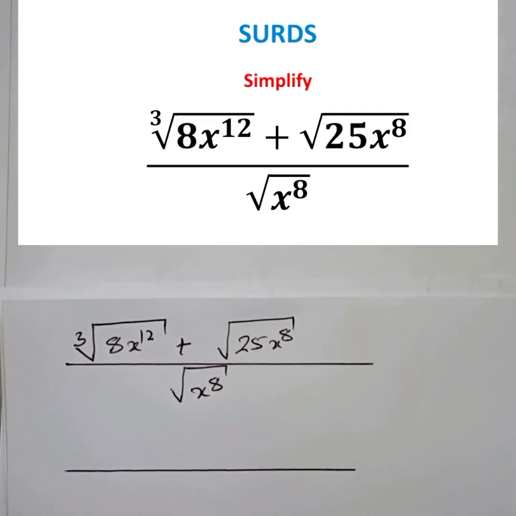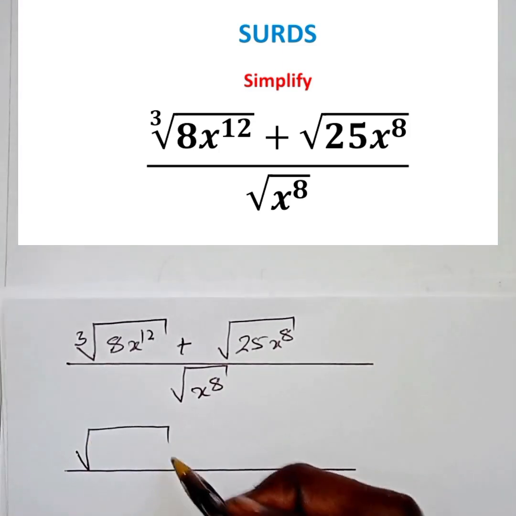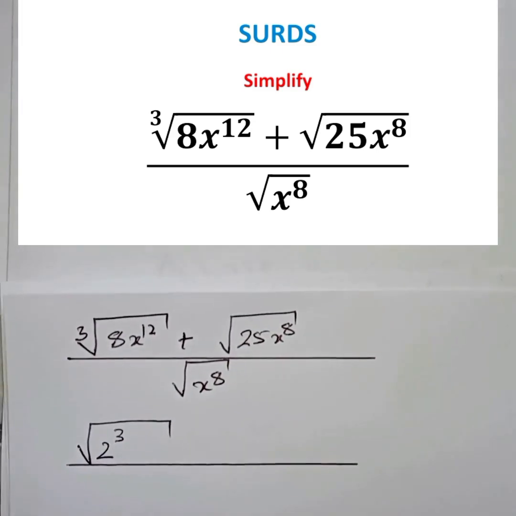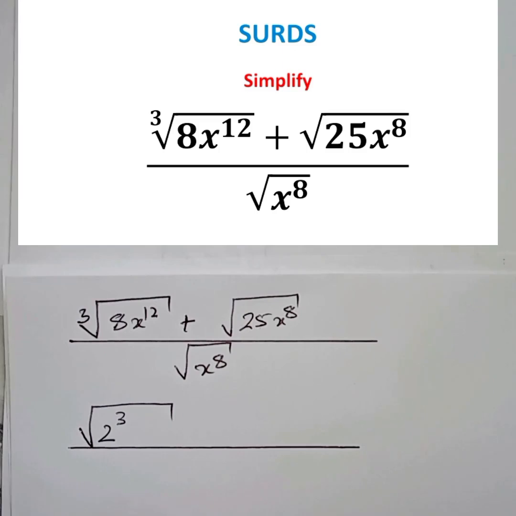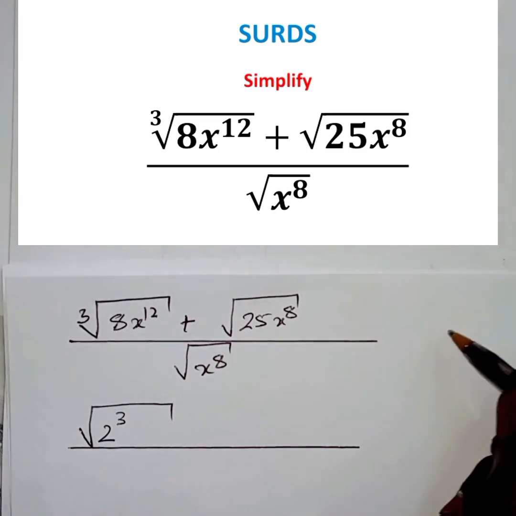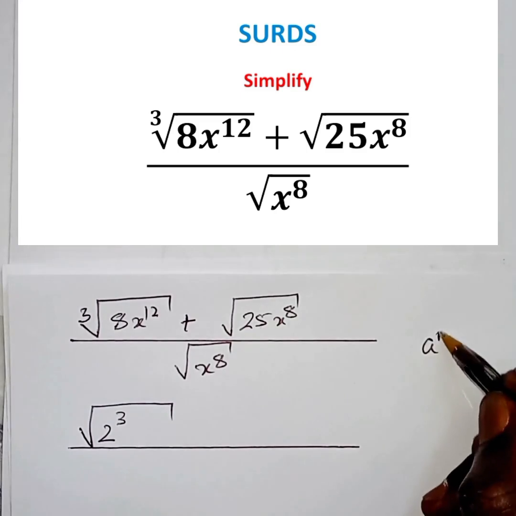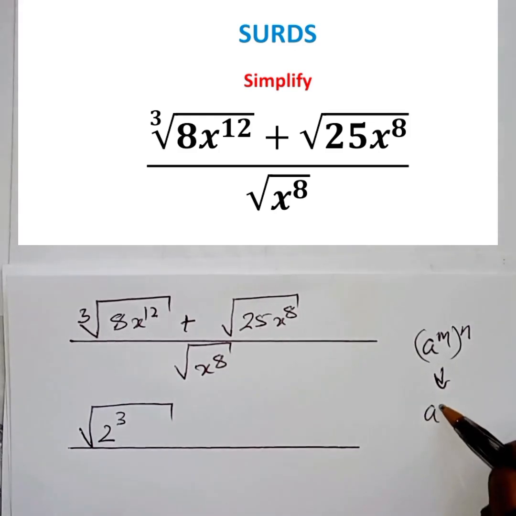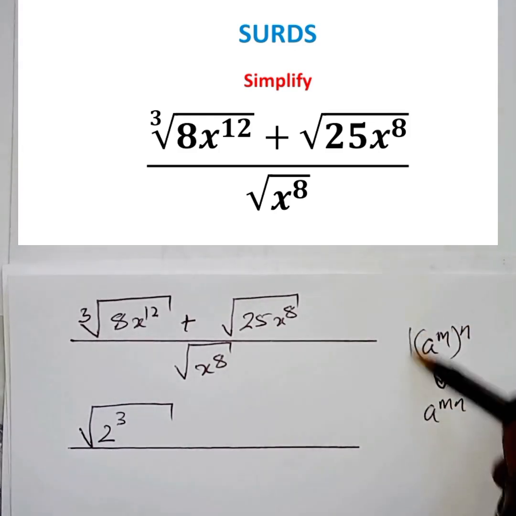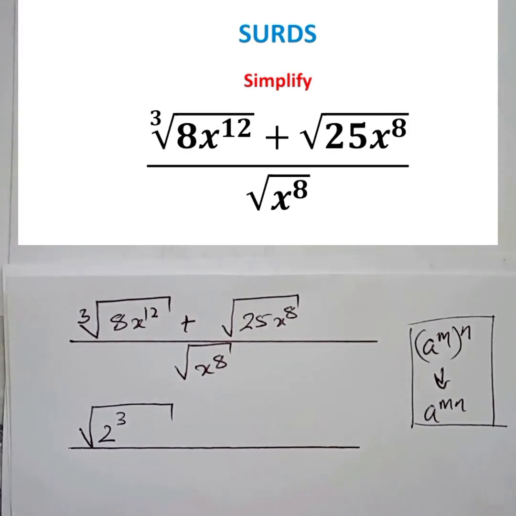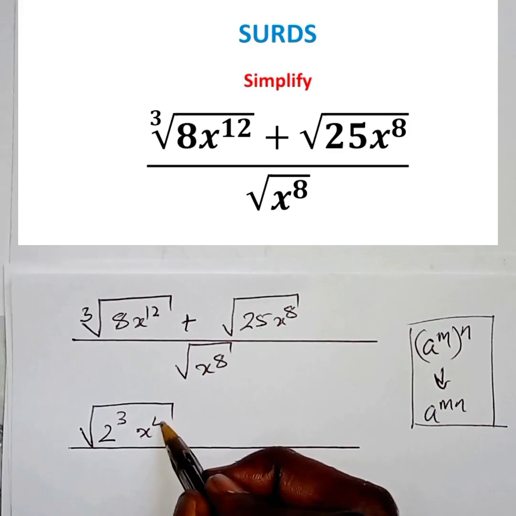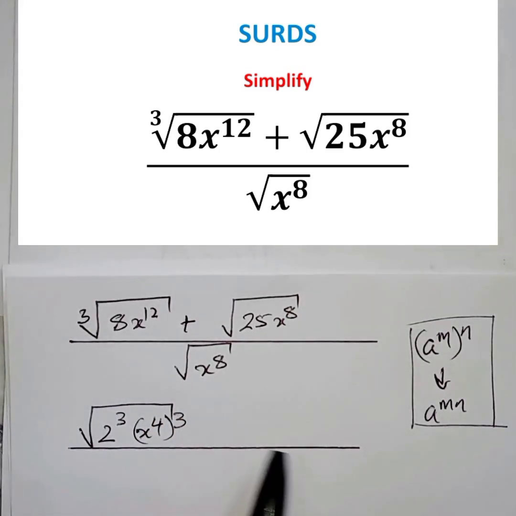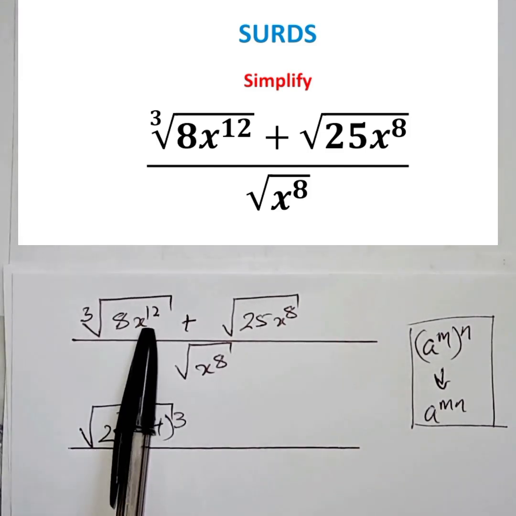Now, let's begin with the cube root. 8 can be broken down into 2 to the power of 3, and x to the power of 12 can be broken down by this law of exponents that says a to the power m to the power n is equivalent to a to the power mn. So we're going to use that on x to the power of 12. So we're going to have x to the power of 4 to the power of 3, which is the same thing, because if I multiply 4 times 3, I'll get 12.